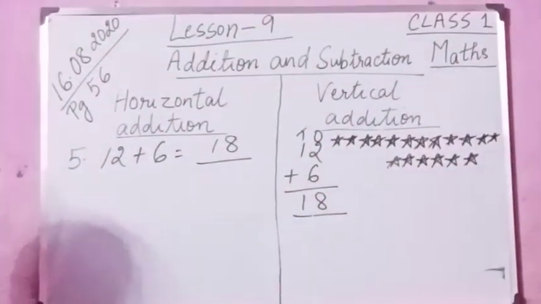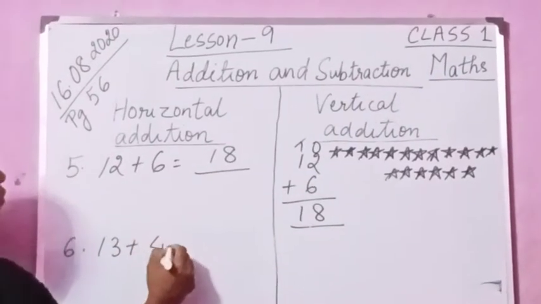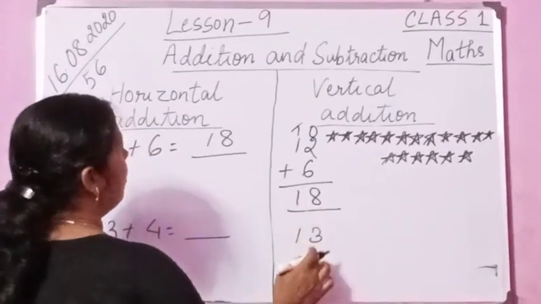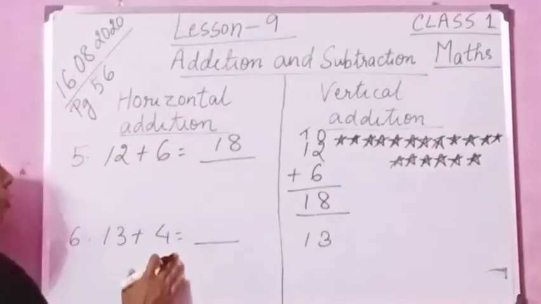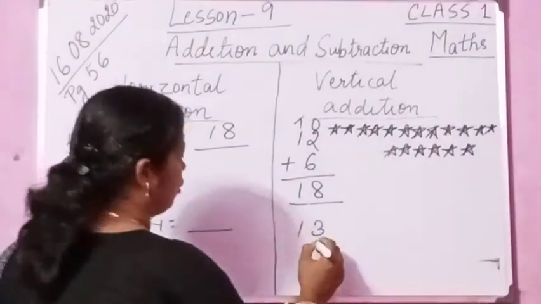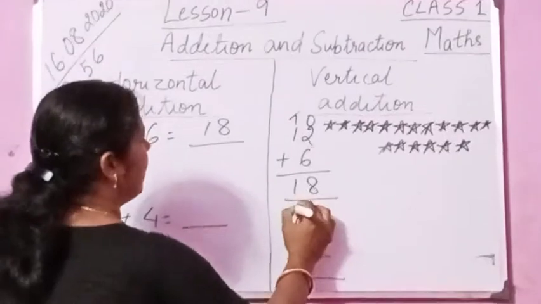Okay. See 13 plus 4. Number 6 is 13 plus 4 equal to how much? Okay. Here also we will see in vertical addition. In horizontal addition we wrote in a straight way. 13 plus 4 equal to how much? In vertical addition also 13 plus 4 is how much? One sentence you write down here.